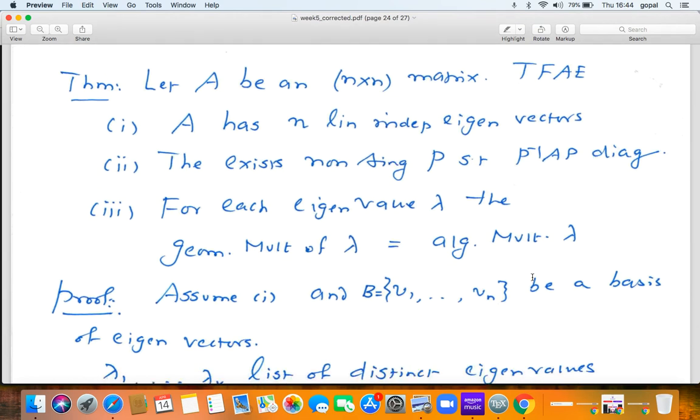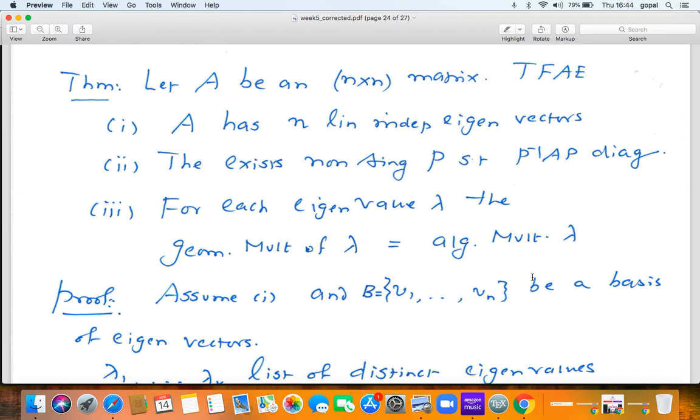Now let's continue with diagonalizability. Remember the theorem. When is a matrix said to be diagonalizable? If it satisfies one of the two equivalent conditions. Which are they? A, A has n linearly independent eigenvectors. B, there exists a non-singular matrix P such that P inverse AP is diagonal. We'll add to it one more condition. The following are equivalent, these two conditions.